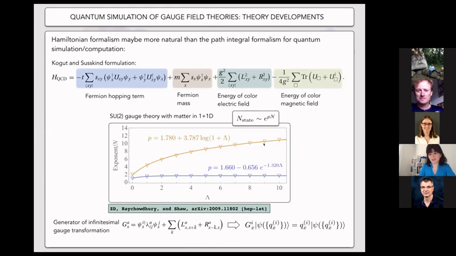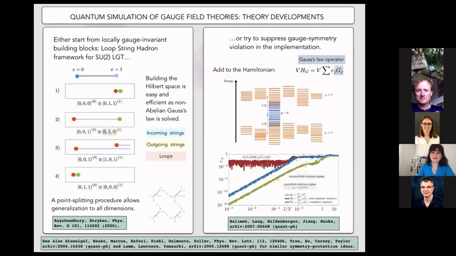So even for small cutoffs, we're talking about hundreds of orders of magnitude of difference between the size of the Hilbert space when the physical constraints are imposed or not imposed, and you just look at naively the Hilbert space. So how do we deal with this problem from the theoretical perspective? Well, there are two paths really.